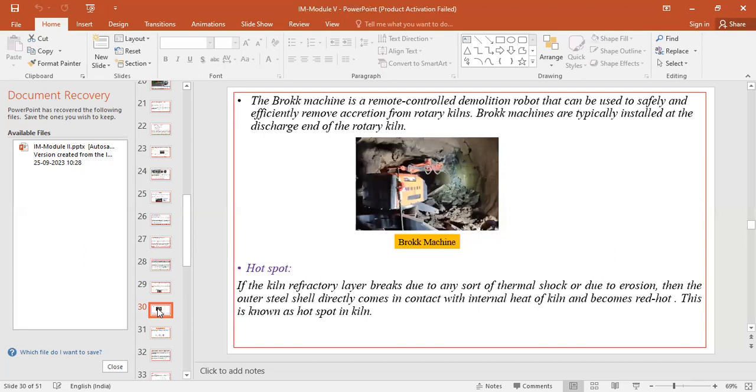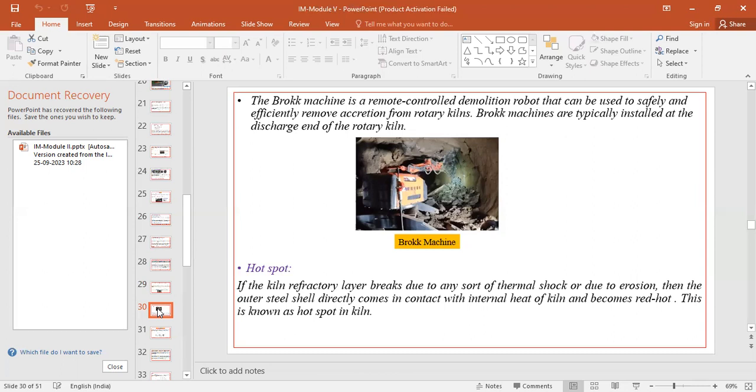Basically, to remove these accretions inside the kiln, a machine is used, a remote controlled robot. That is what we basically use to safely and effectively remove the accretions. Sometimes they do it manually also. Otherwise, in most cases, this robot machine, which is also used for the building purpose, is used to remove these accretions inside the kiln.